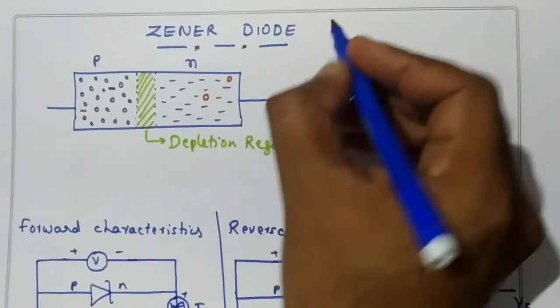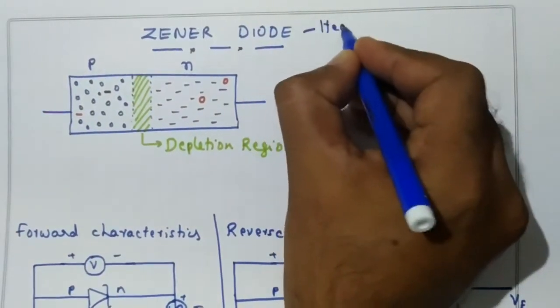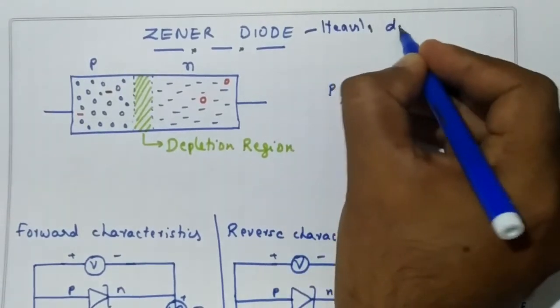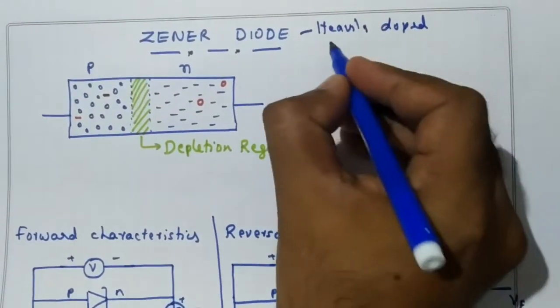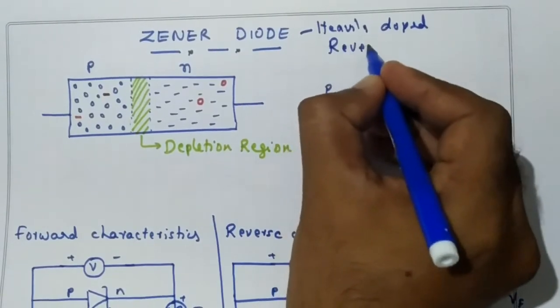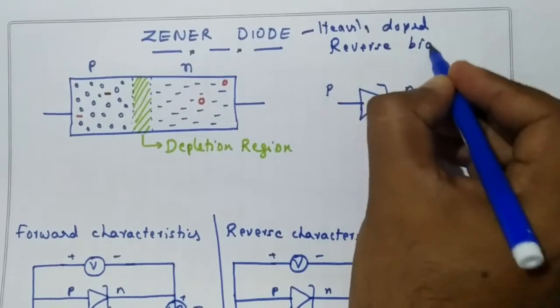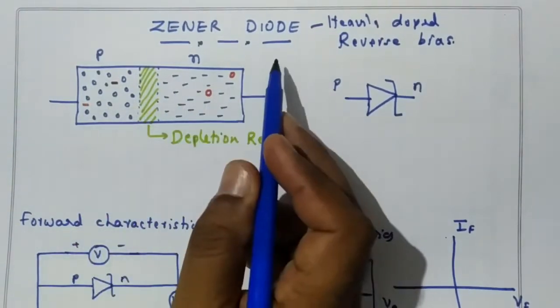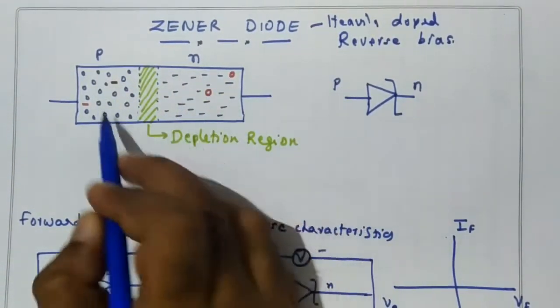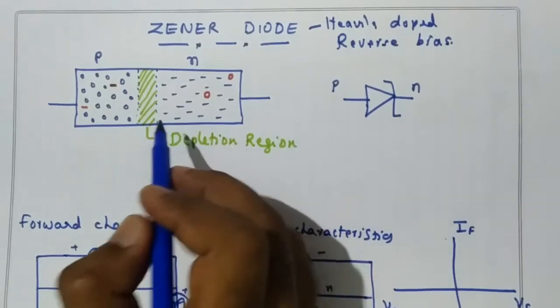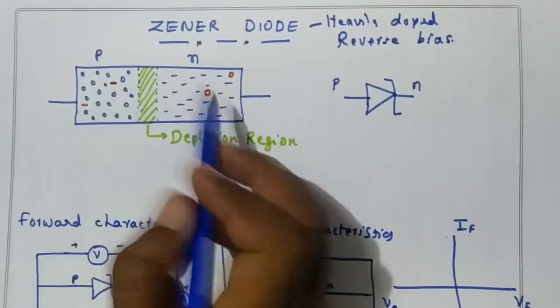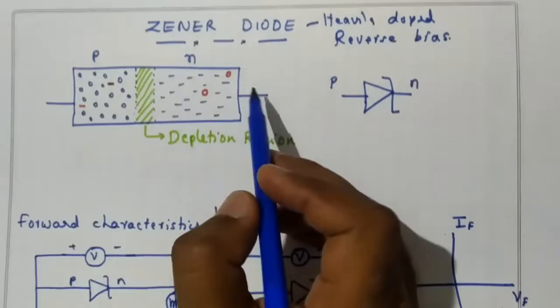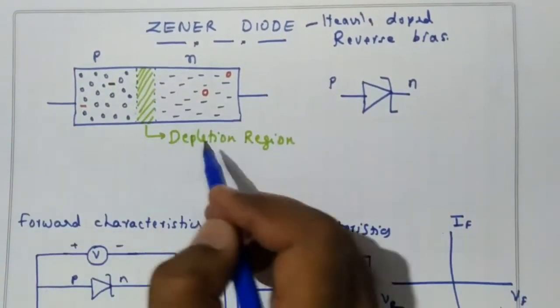A Zener diode is a heavily doped PN junction which is made to operate in reverse bias. So it is a PN junction. Now to understand a Zener diode and the formation of a PN junction in a Zener diode, you should understand the PN junction diode, the link of which is given in the description. So you can refer to that.